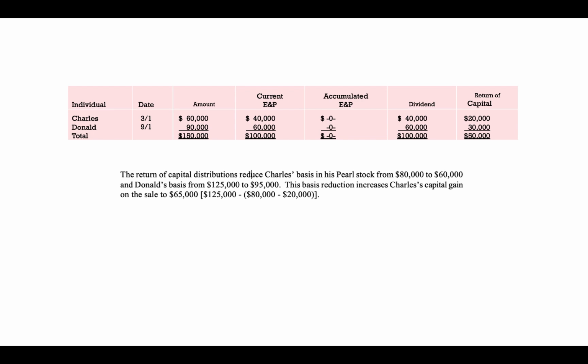So the dividend is $40,000 to Charles and $60,000 to Donald. And then the return of capital is $20,000 to Charles and $30,000 to Donald. All right, just like before, the return of capital is going to reduce their basis in their stock. So for Charles, his Pearl stock was $80. He had a $20,000 reduction of capital, so now it's $60. And for Donald, he paid $125 for the stock, but we had a return of capital of $30,000. So now it is $95,000. And that basis reduction makes Charles' capital gain on the sale $65,000.